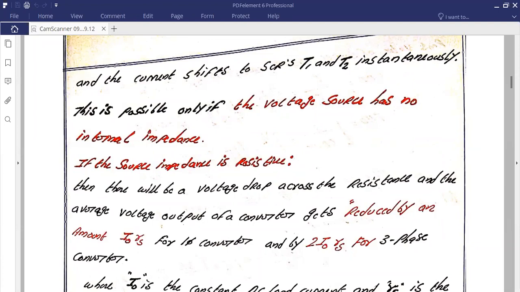Okay, generally all the sources are considered to be ideal as far as internal resistance is concerned. If you simply consider a battery source, that battery source is considered to be an ideal one. If it is not ideal, what will happen? Whatever energy is stored in the battery is going to be consumed by itself.